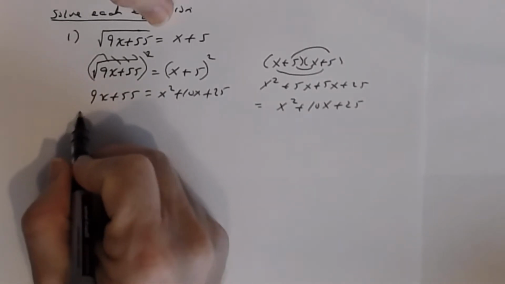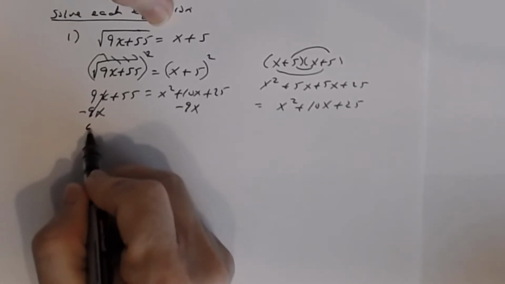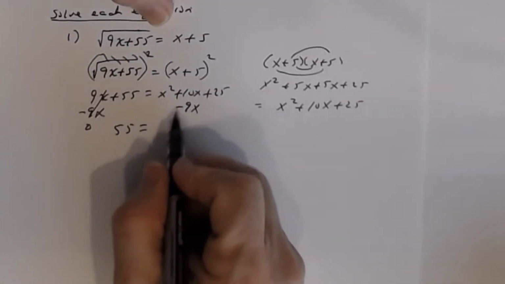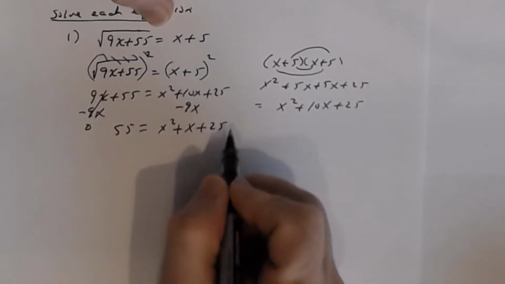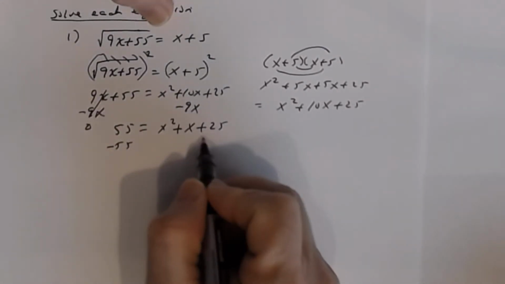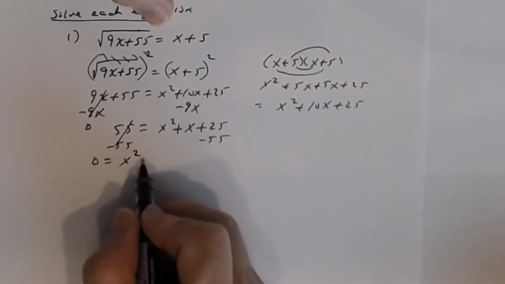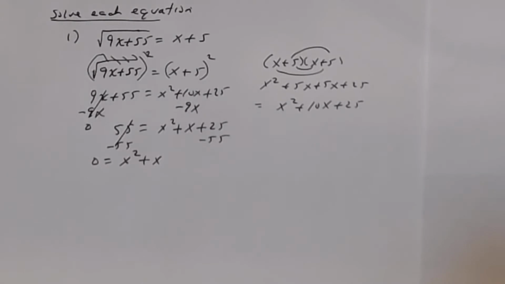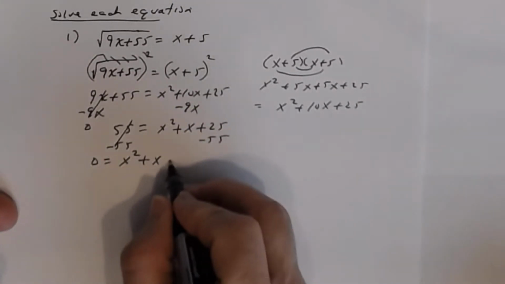Okay, so let's go ahead and subtract 9x from both sides. 9x minus 9x is 0, so I get 0 plus 55 is 55, equal to x squared, and 10x minus 9x is a positive x, plus 25. And I'm going to subtract 55 from both sides. 55 minus 55 is 0, so 0 equals x squared plus x. And then 25 minus 55, and again, use your calculator so you don't get that wrong. You're going to get 30, but it's going to be a minus 30.